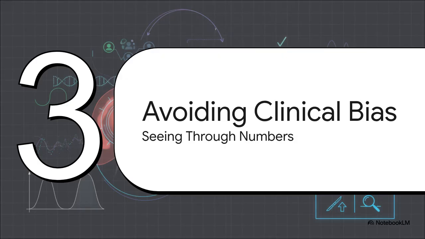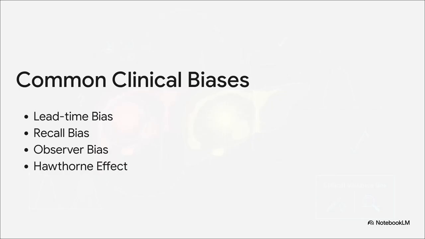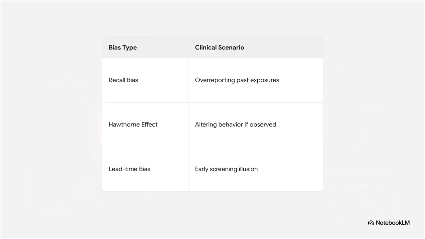All right, Section 3, avoiding clinical bias and identifying those sneaky vignette traps. These right here are the usual suspects: lead time, recall, observer bias, and the Hawthorne effect. Researchers, and frankly, you as a test taker, must actively identify these to avoid catastrophic misinterpretations of clinical data. Let's map these to precise clinical scenarios.